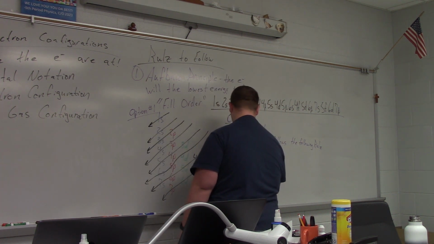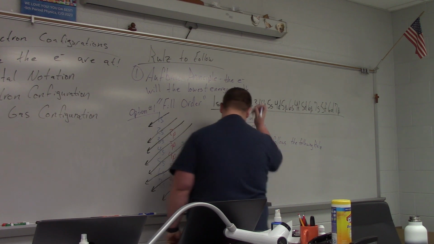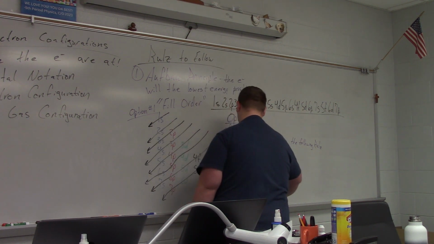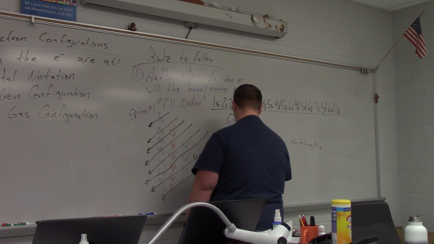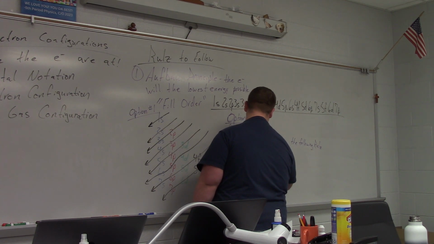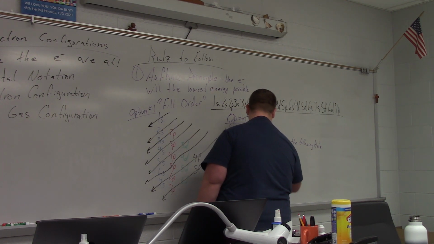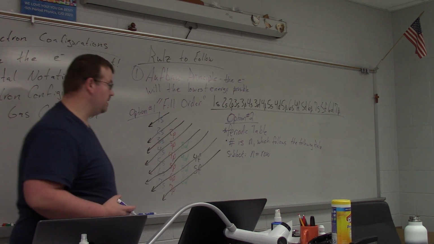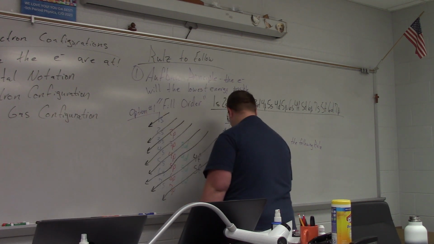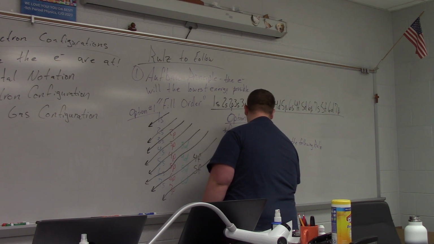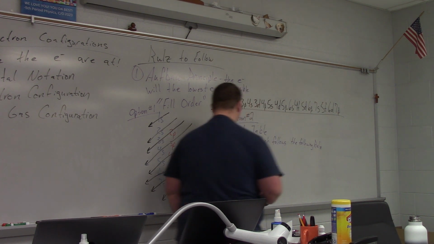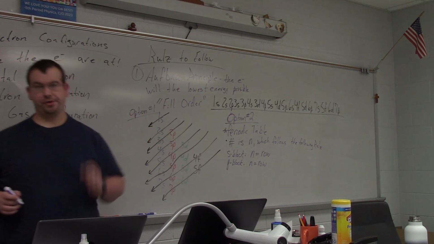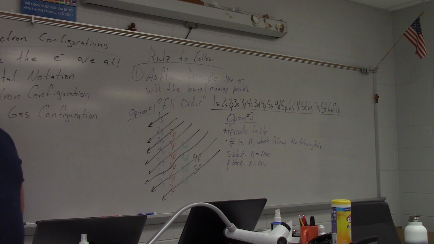For S block, N equals row. So whatever row on a periodic table you find yourself on, that's what N is. For P block, N equals row. Those are simple. D and F is where it changes.